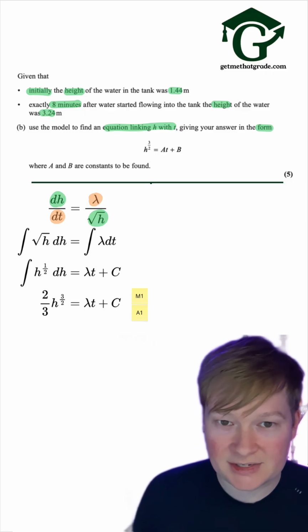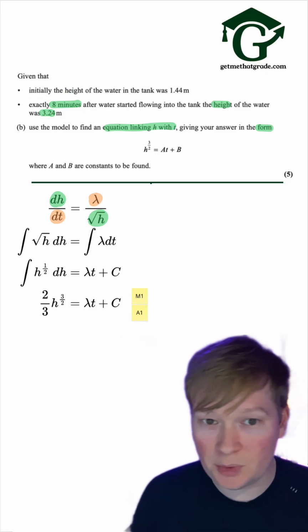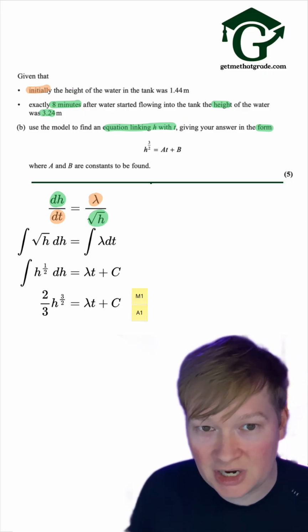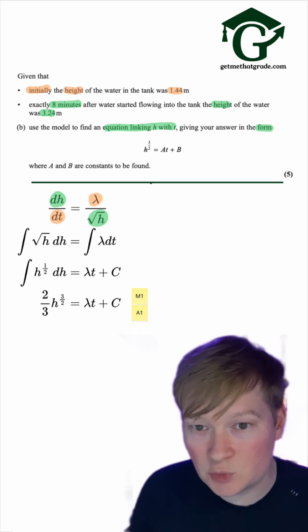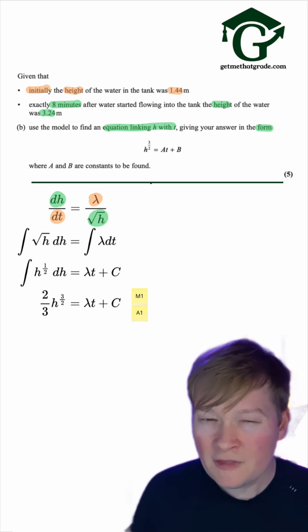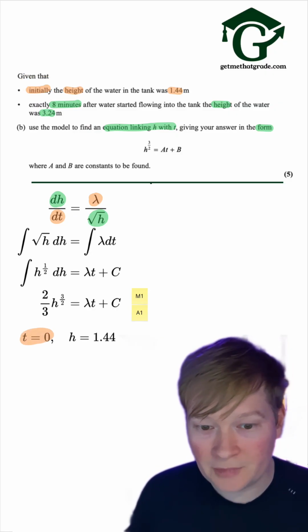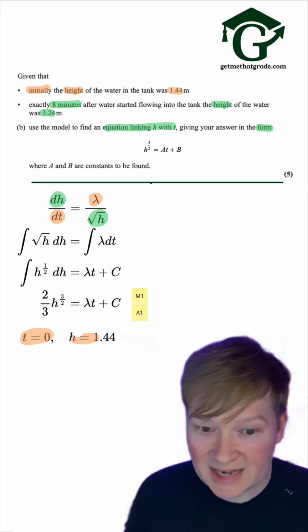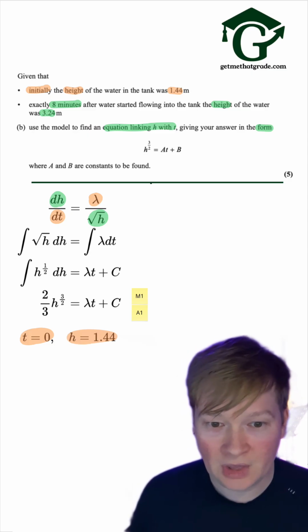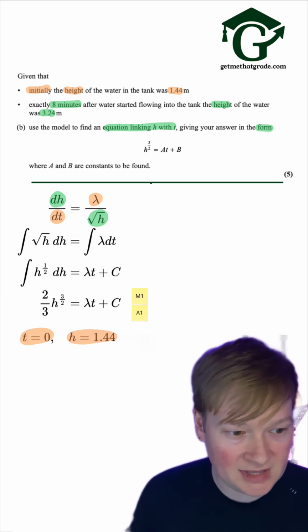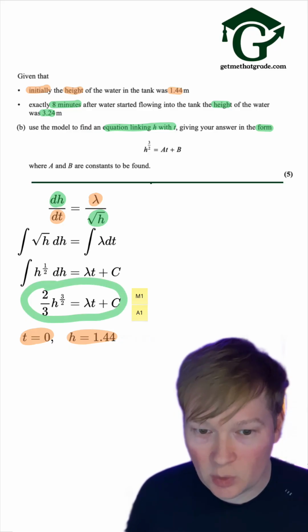What do we do next? Well, we can use the information we were given in the question. It said initially the height of water in the tank was 1.44 metres. That word initially is really important. It means when t equals 0. Here, the height h is 1.44. So we can substitute both of those things at the same time into this equation.